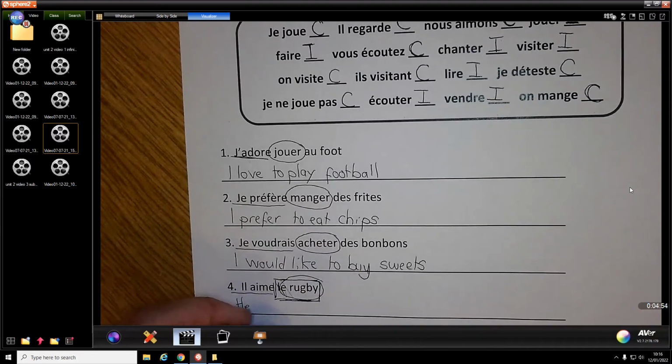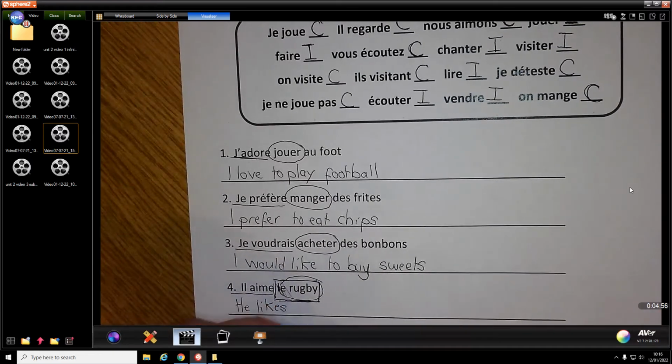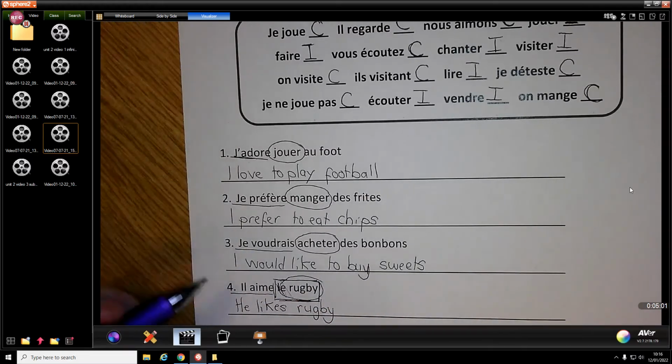And this is just to remind you that you won't always see double verb structures. A lot of the time you'll just see a conjugated verb followed by a noun, and that's fine as well.